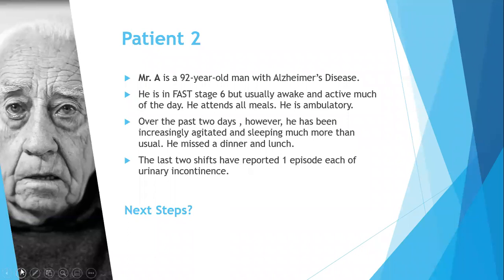Now this patient, Mr. A, I was very creative with his name. He's 92 years old and he has Alzheimer's disease. Now he's in FAST stage 6, so he's in the later stage, but usually awake and active much of the day. He attends all meals, he's ambulatory, no real issues there. Over the past 2 days, he's been more and more agitated and sleeping much more than usual. He's not eating, which is also very uncommon for him. And the last 2 shifts have reported 1 episode each of urinary incontinence. I didn't tell you, but he was fully continent before all of this happened. Okay, next steps.